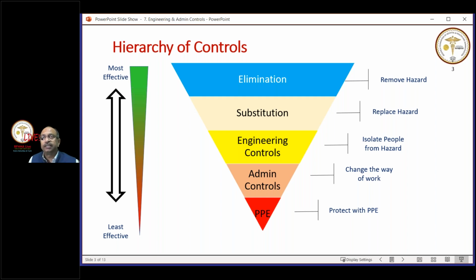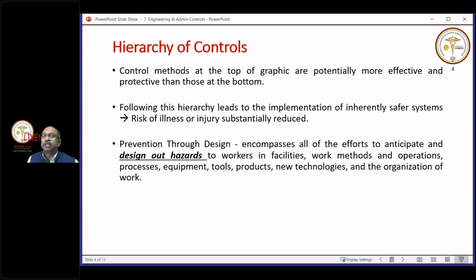Now we will look at the next slide. The control methods at the top of the graphic are potentially more effective and protective than those at the bottom. I have already said that. Following this hierarchy leads to the implementation of inherently safer systems, so the risk of illness or injury is substantially reduced. Preventing through design encompasses all efforts to anticipate and design out hazards to workers in facilities, work methods and operations, processes, equipment, tools, products, new technologies, and the organization of work.